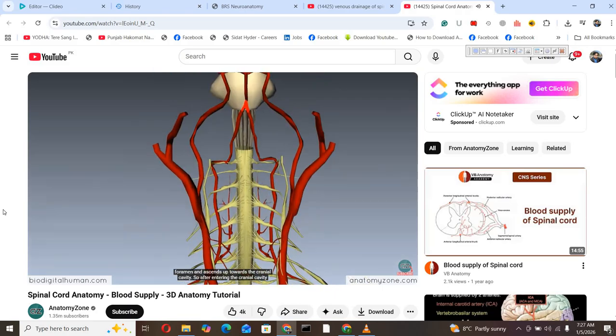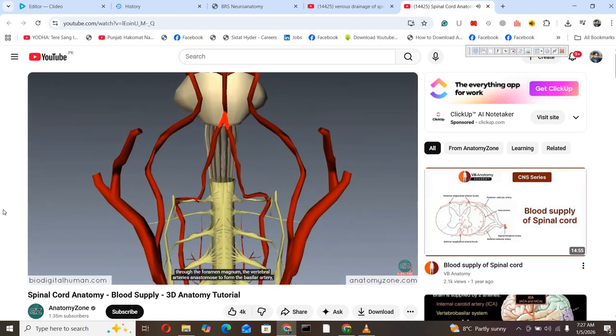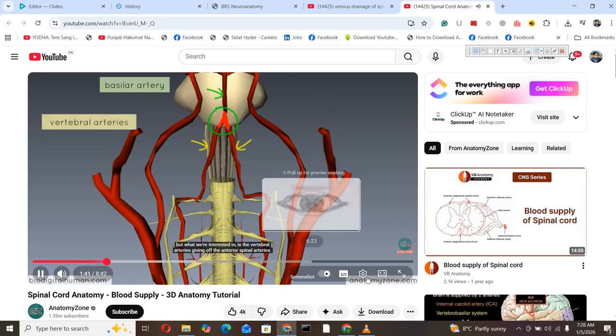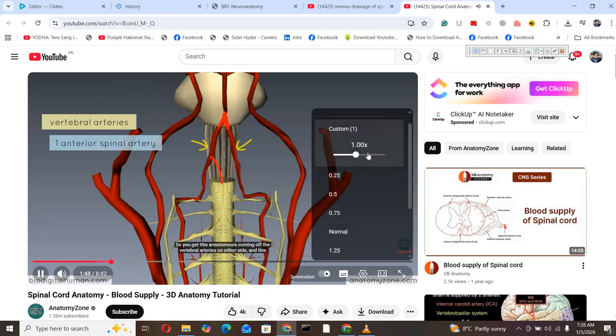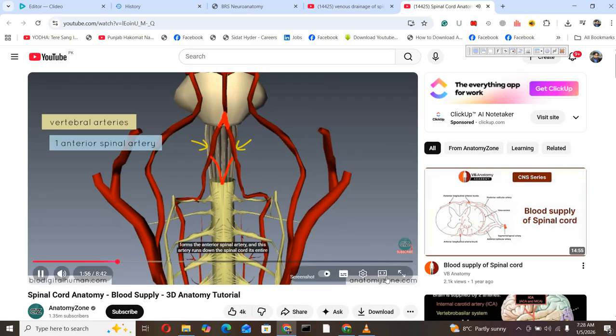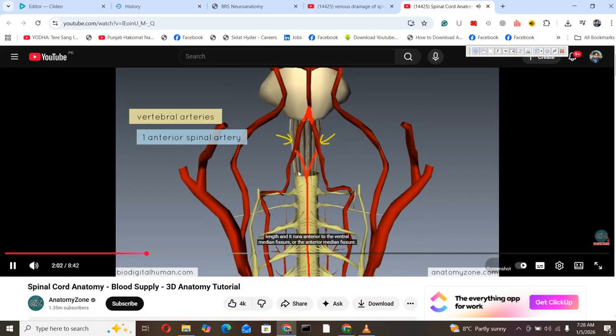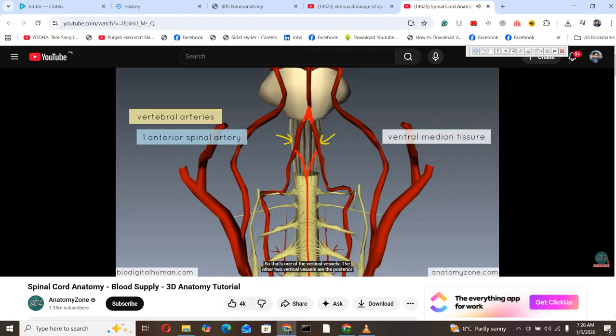After entering the cranial cavity through the foramen magnum, the vertebral arteries anastomose to form the basilar artery, but what we're interested in is the vertebral arteries giving off the anterior spinal arteries. You get this anastomosis coming off the vertebral arteries on either side, and this forms the anterior spinal artery. This artery runs down the spinal cord its entire length, and it runs anterior to the ventral median fissure, or the anterior median fissure. So that's one of the vertical vessels.